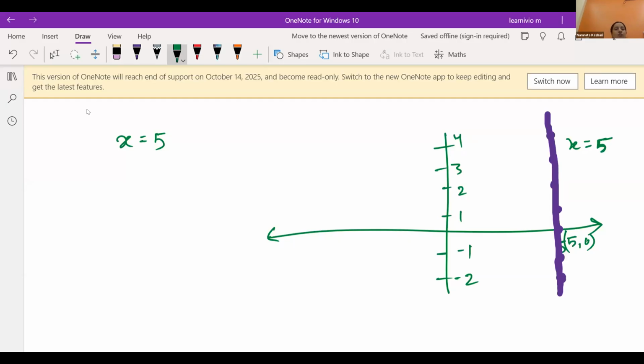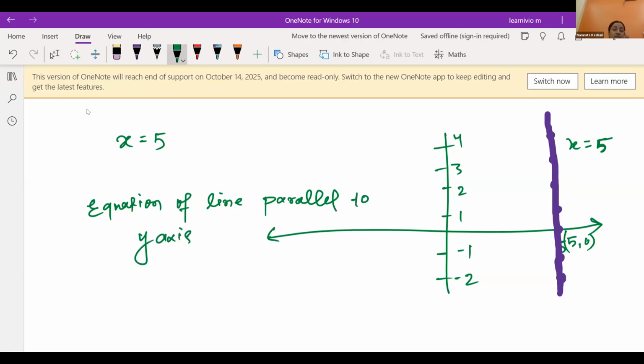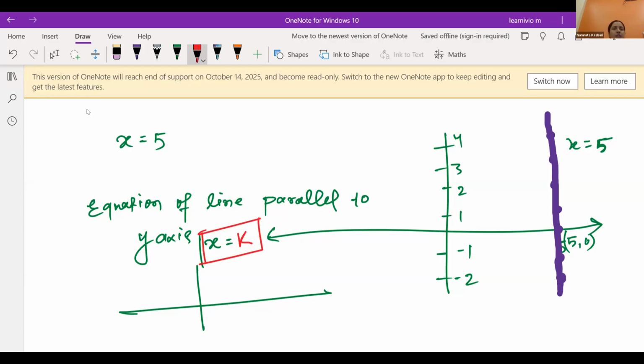So in case it is written anywhere equation of a line parallel to y-axis, it must click in our mind that it must be x equals k, something. Making sense? Equation of a line parallel to y-axis will look like this. K can be positive, can be negative. It's a number, it's a constant. Clear?